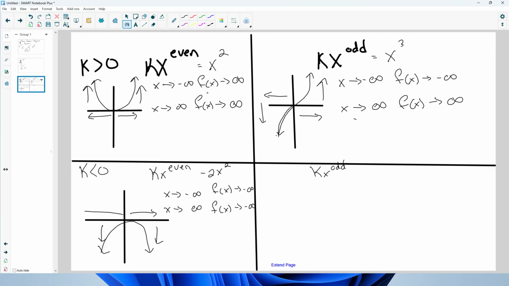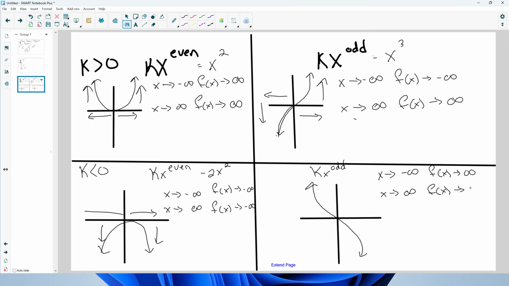Notice what happens. My y's flip. They change. So if I use that logic and do my next one, what should happen looks like this. As x goes to negative infinity, now I'm just going to flip it. f of x goes to positive infinity. And as x goes to infinity, f of x, or y, goes to negative infinity.